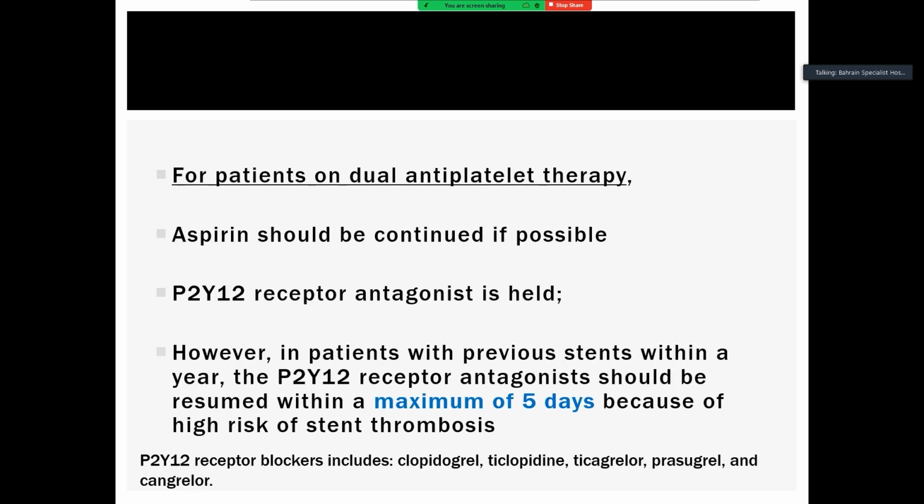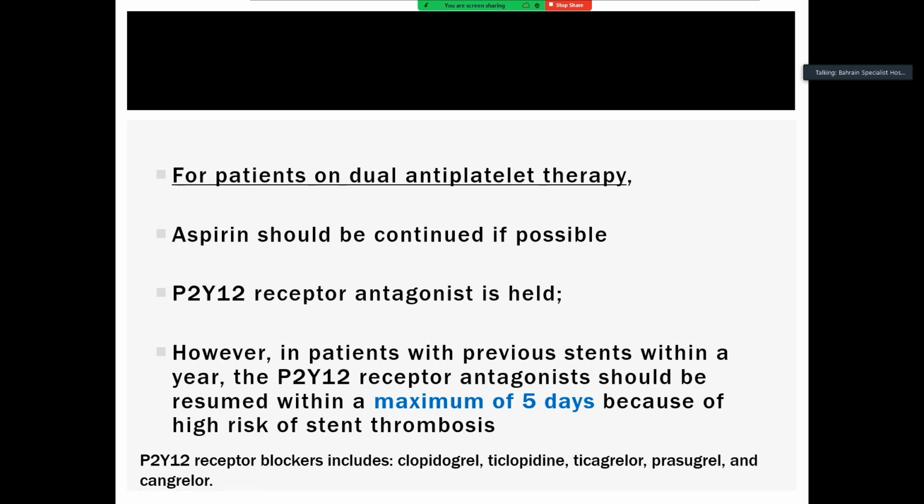While the patient is on dual antiplatelet therapy, the aspirin can be continued, but the P2Y12 receptor inhibitor, like clopidogrel, has to be held, and it has to be resumed within 5 days. In a patient who has a history of stent placement within the last year, we need to resume the P2Y12 inhibitor as early as possible, because there is a very high risk of stent thrombosis.